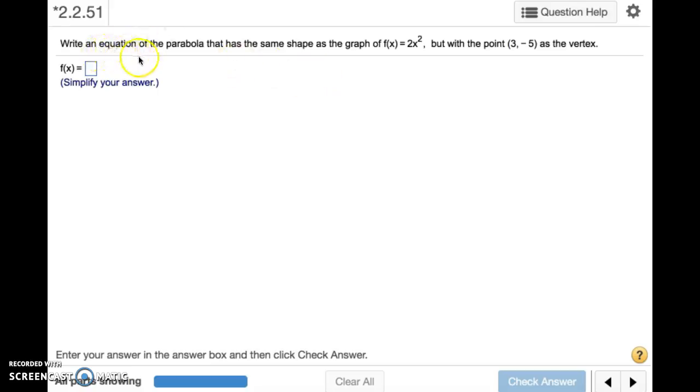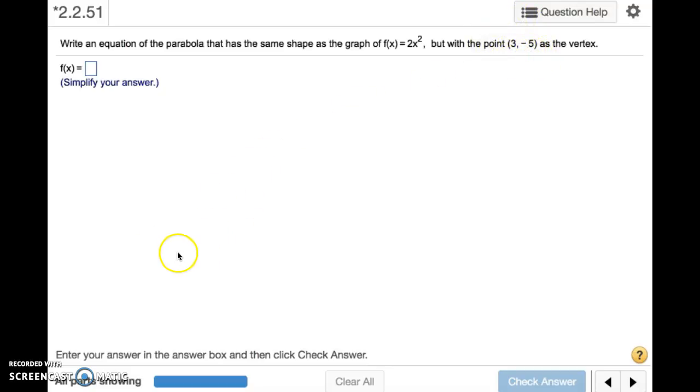So this question is asking me to write the equation of a parabola that has the same shape as the graph f of x equals 2x squared, but the point 3, -5 is the vertex. So this one has a vertex of 0, 0. And all we need to do is shift the vertex so that it is at 3, -5.